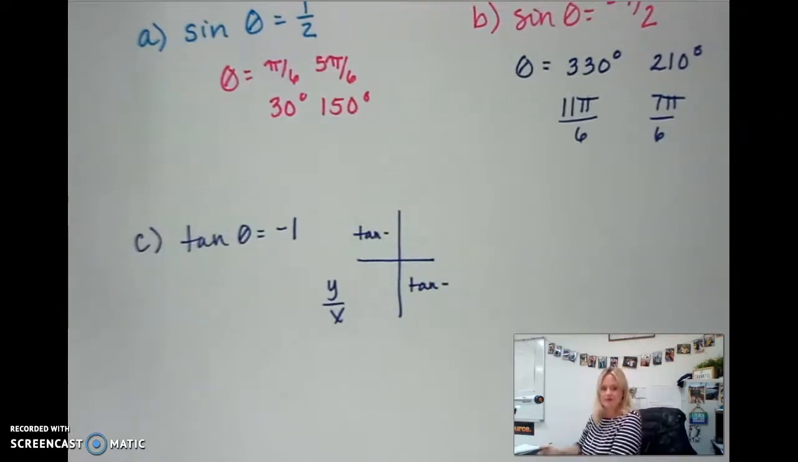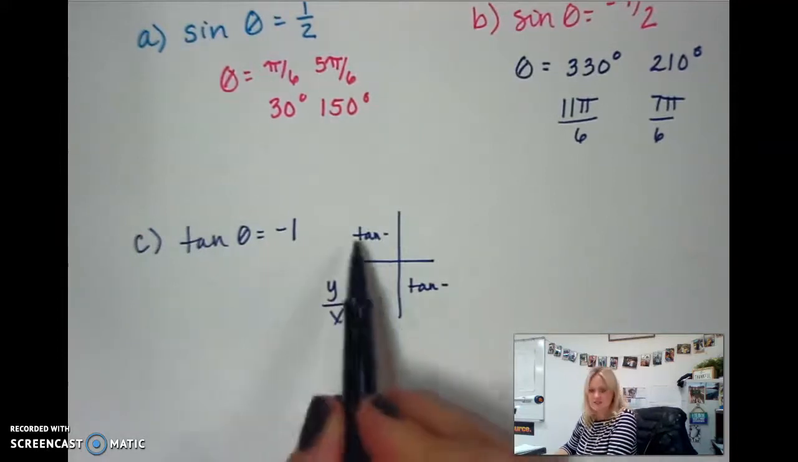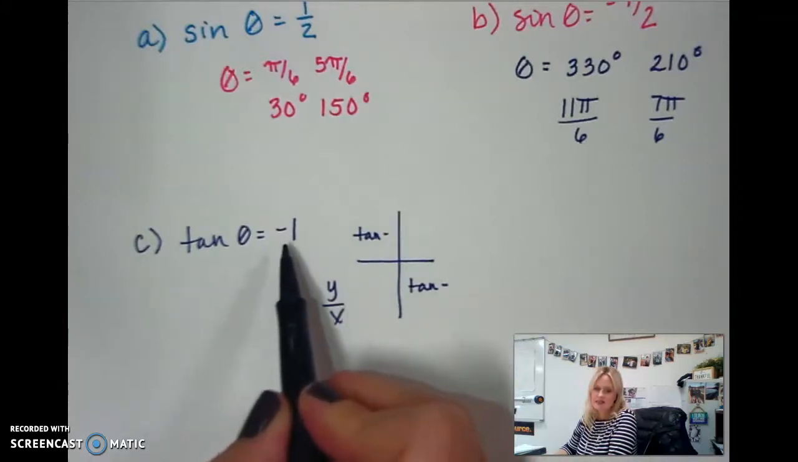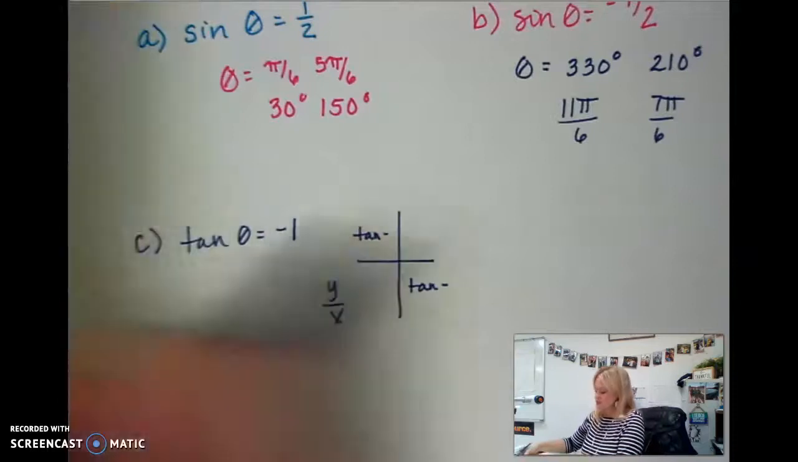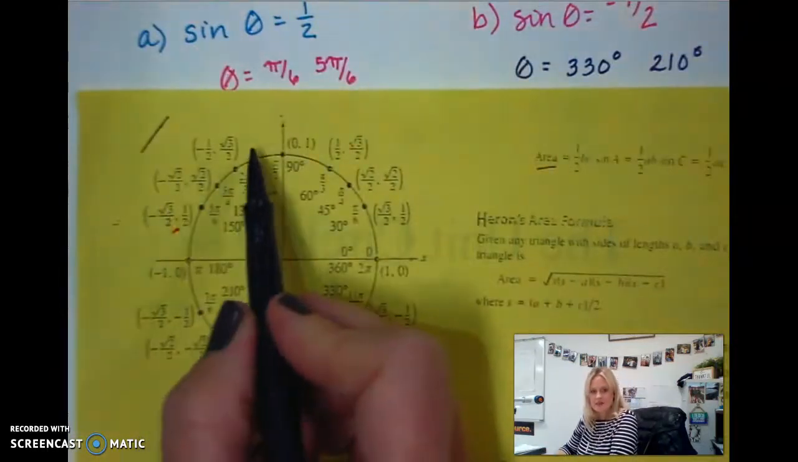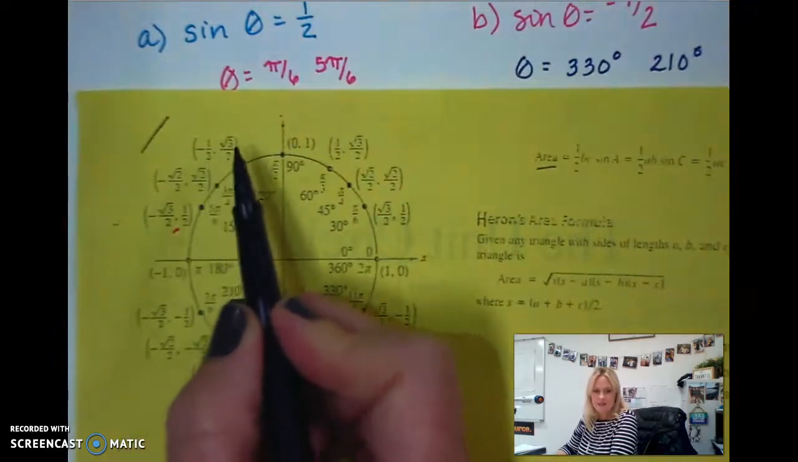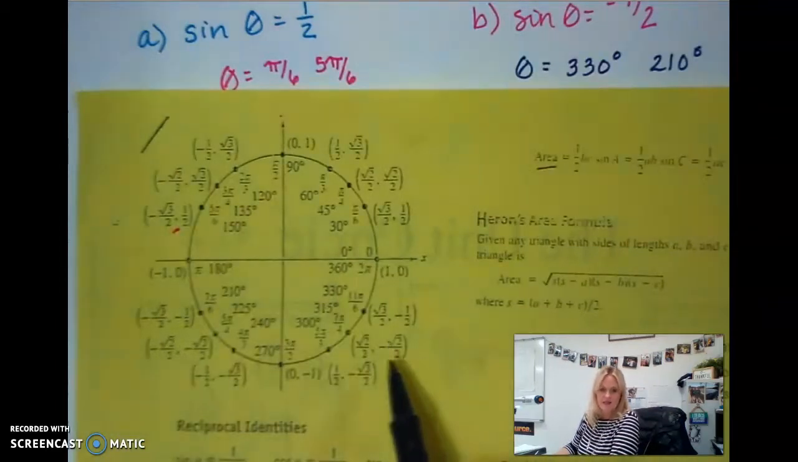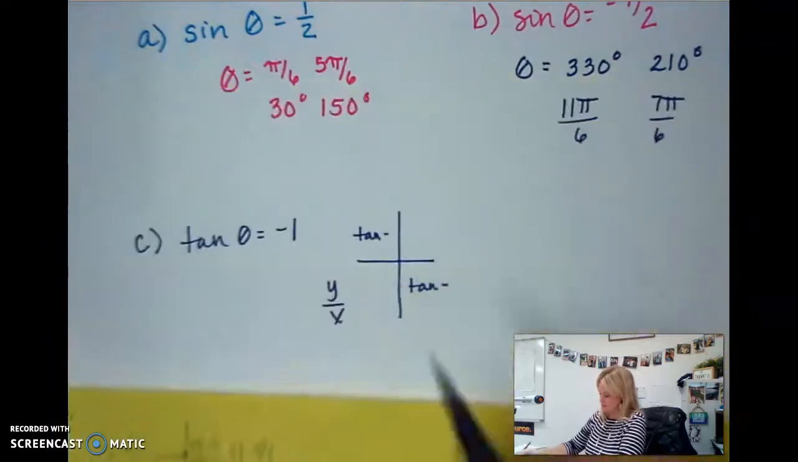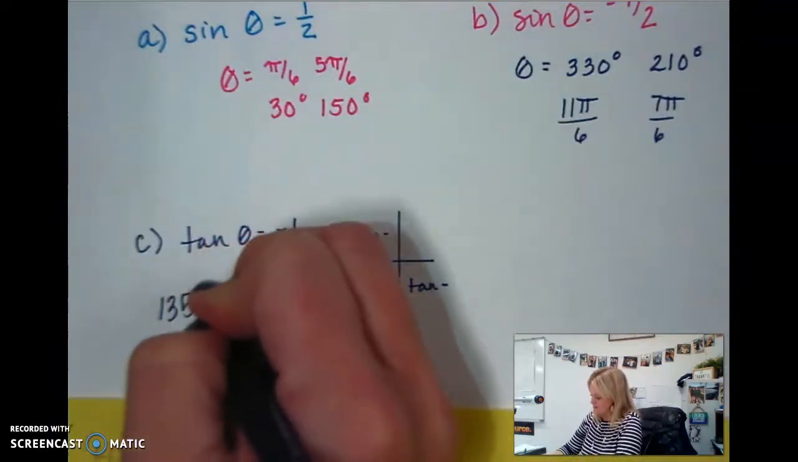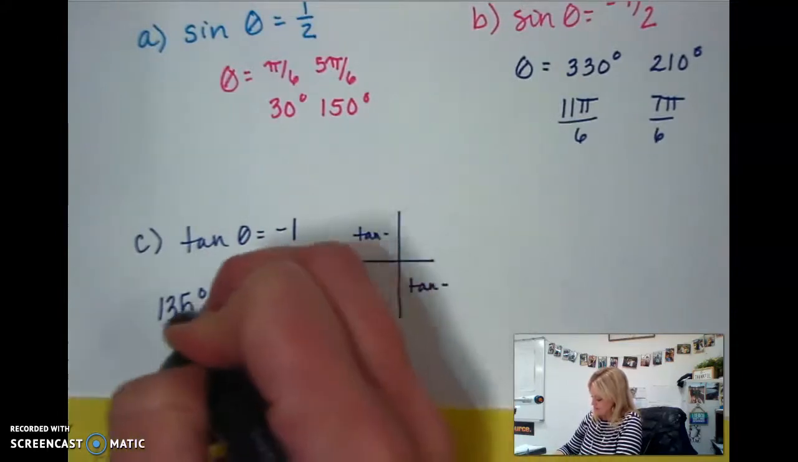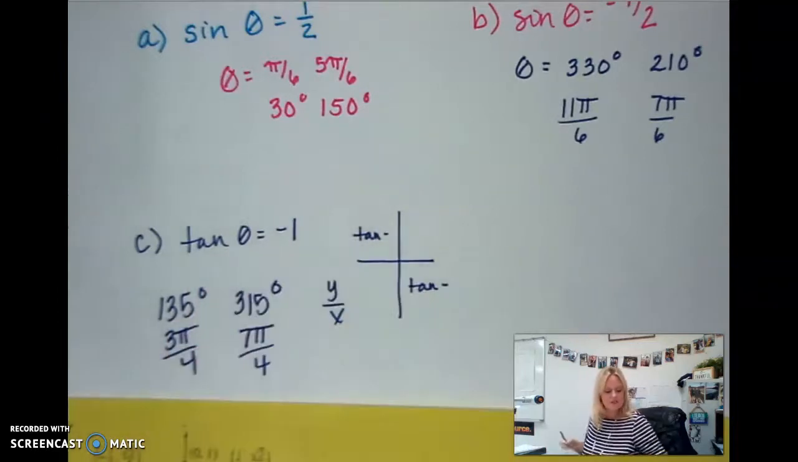But, okay, we know that tangent is y over x. We know that tangent is negative in quadrants 2 and 4. And we want to know when tangent is equal to negative 1. Well, if you look on the unit circle, the only time that we have y divided by x that's going to give us a negative 1 is when x and y are exactly the same in size. So right here at 135 degrees, and then the same thing happens down here at 315 degrees. So 135 degrees, 315 degrees, and in radians, that's 3 pi over 4 and 7 pi over 4. So we're just thinking, how do we work this backwards, right?